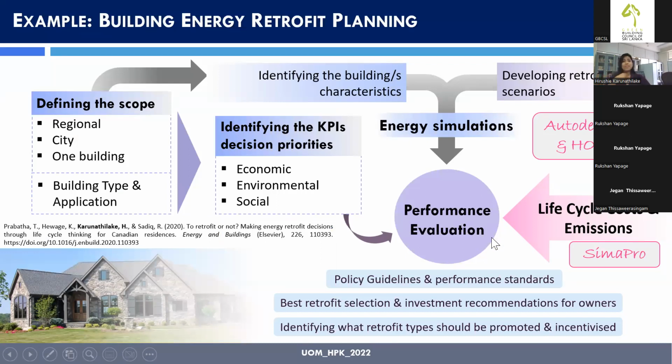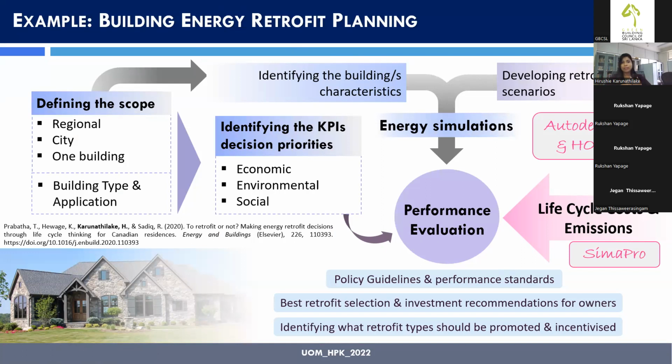In the interest of time, I will only go over a couple of examples so that you can have a better idea about the practical uses of this type of thinking. These are all based on some studies that we have conducted. One is in planning building energy retrofits. Like I mentioned, in energy retrofits, we have to incorporate materials and components to improve the energy performance of a building.